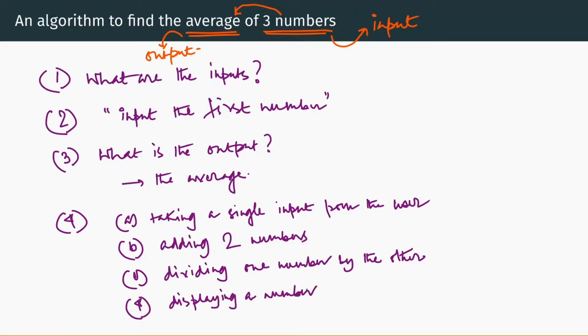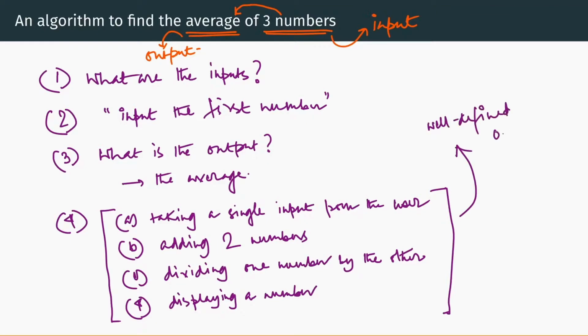Now, imagine that you have been told that a computer can understand only these four types of operations. So these are the well-defined operations. These are the legal set of operations that the computer can perform. So using these four operations, how would you write an algorithm to find the average of three numbers?